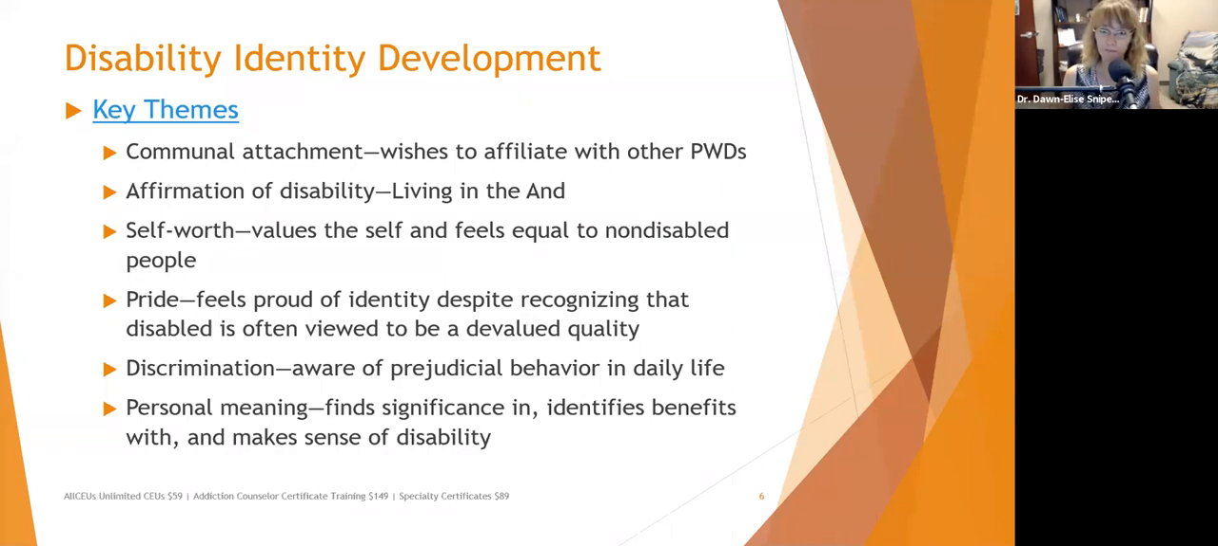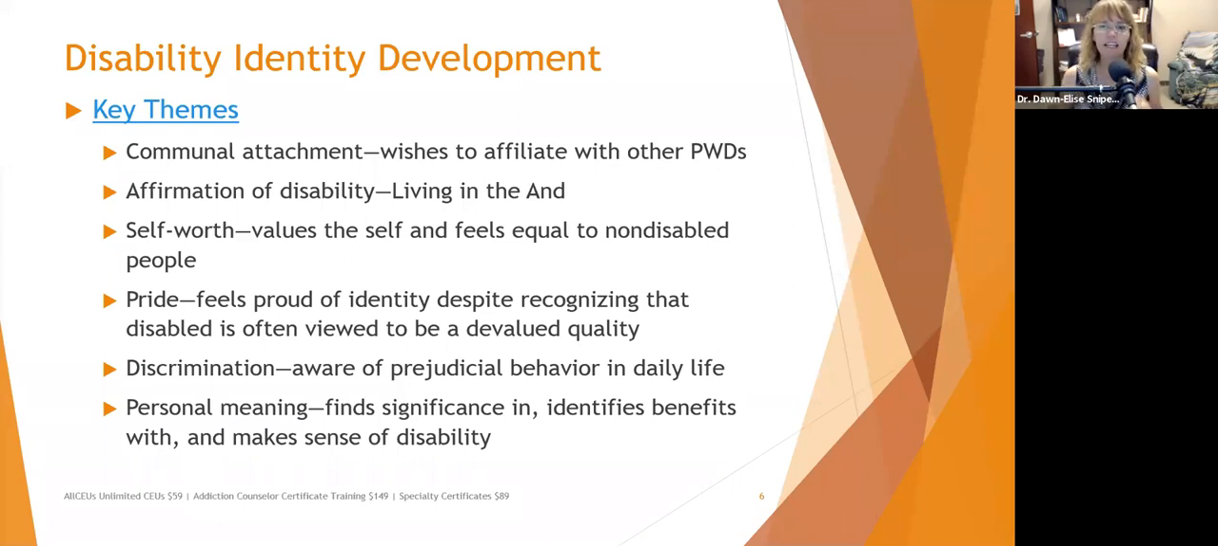some sort of condition. They have a sense of pride of their identity, despite recognizing that disabled is often viewed as a devalued quality. Instead of seeing themselves as disabled, kind of like something on a scratch and dent shelf, they have pride in who they are and what they've accomplished, including living and thriving with their disability. They see their disability or their condition sometimes as an obstacle that they have overcome, other times as an asset that demonstrates how strong and how much perseverance they have.